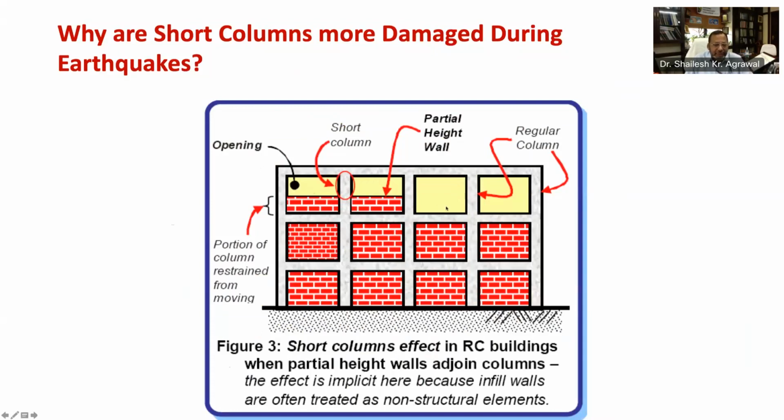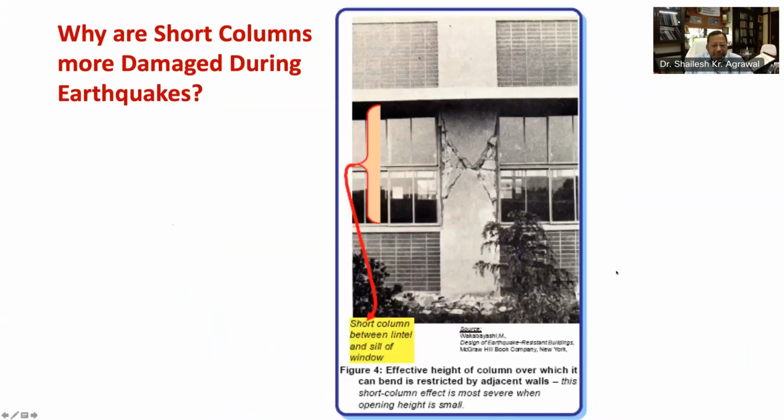Again, as explained earlier, when this floor slab moves horizontally during an earthquake, the upper ends of these columns undergo the same displacement. However, the stiff walls restrict the horizontal movement of lower portion of a short column, and therefore the column deforms by the full amount over that short height adjacent to the window opening. On the other hand, regular columns deform over the full height. Let's understand this by figure 4 again.